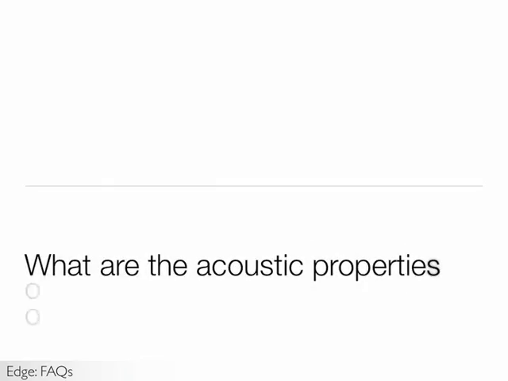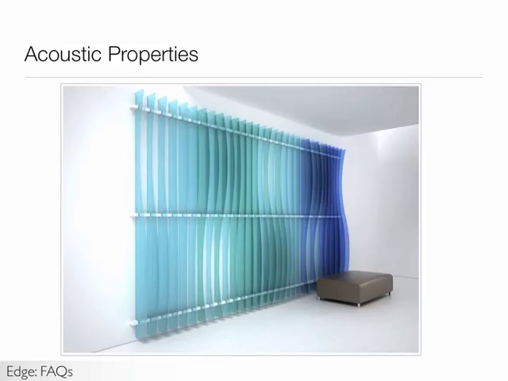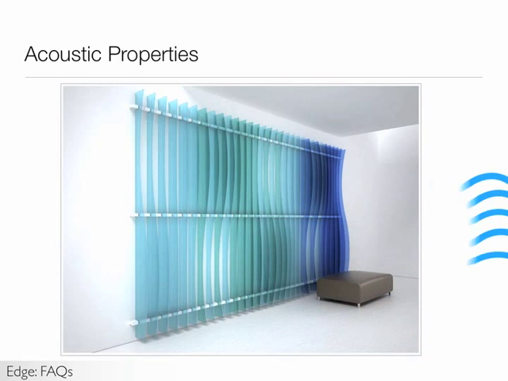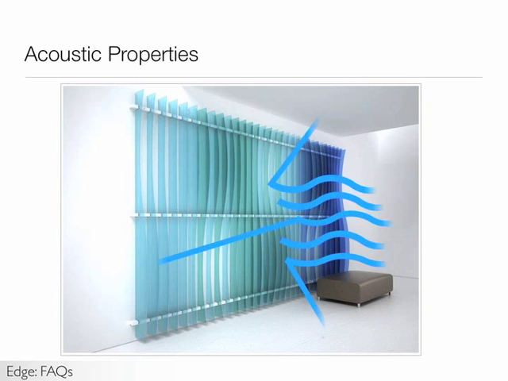What are the acoustic properties of Edge? Edge does not have the same strong absorptive properties as woven wall, but it does carry some acoustical value due to its texture. The texture and angles of Edge diffuse or scatter sound, decreasing reverberation time relative to a flat wall surface.